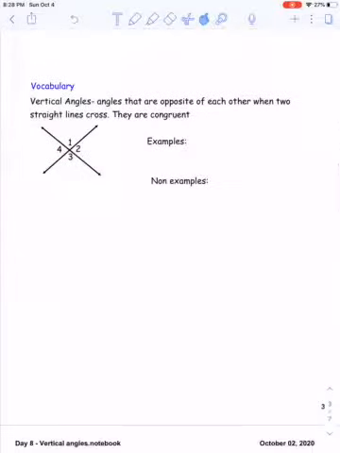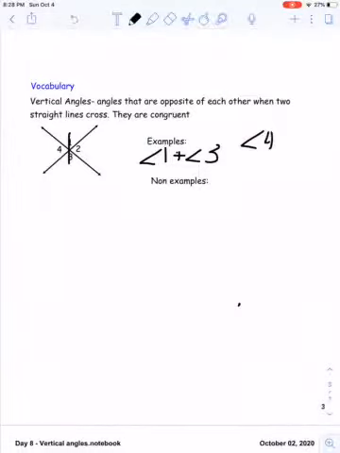Okay. Vertical angles. Vertical angles are angles that are opposite of each other when two straight lines cross. So here are my two straight lines. If I take my pencil and I draw a line from 1 to 3, those are opposite. So angle 1 and angle 3. Another one would be angle 4 and angle 2. They're across from each other, okay?